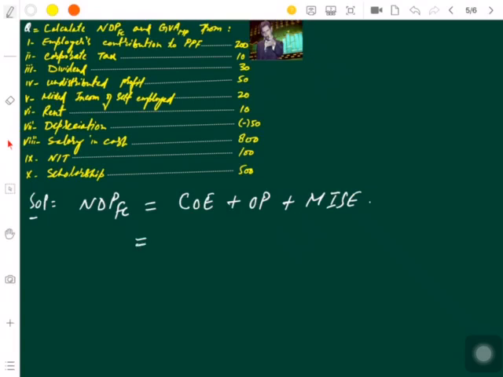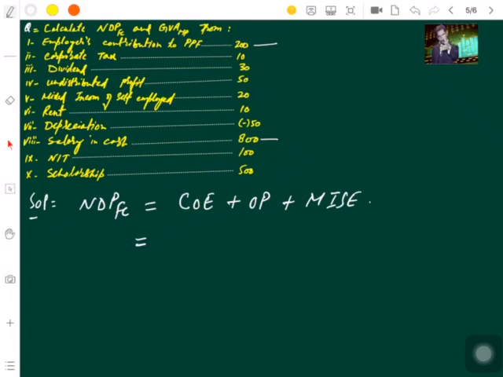Let us take what the parts of compensation of employees are. Salary in cash is part of compensation of employees. Employer's contribution to PPF is also its part.